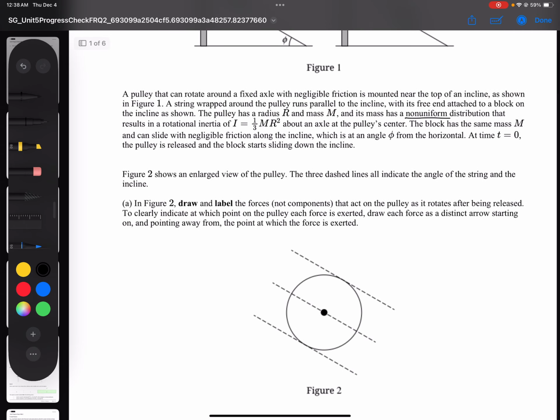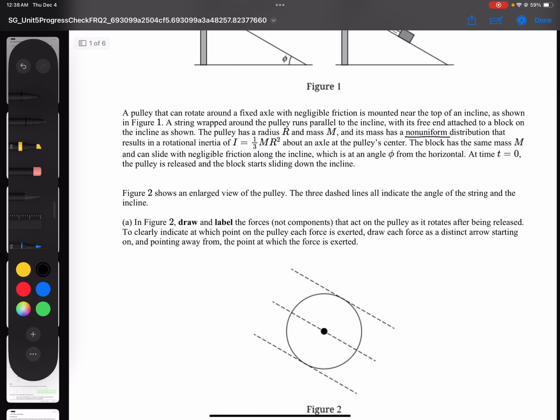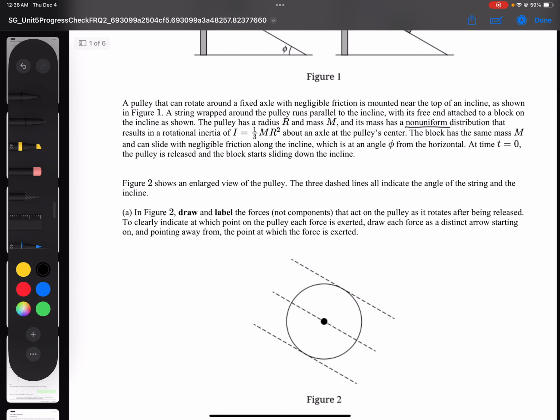Okay, so this is going to be tricky, so you have to be careful because this is different from your normal everyday free body diagrams, because the position of where the force is being applied is important. So clearly indicate at which point on the pulley each force is exerted.